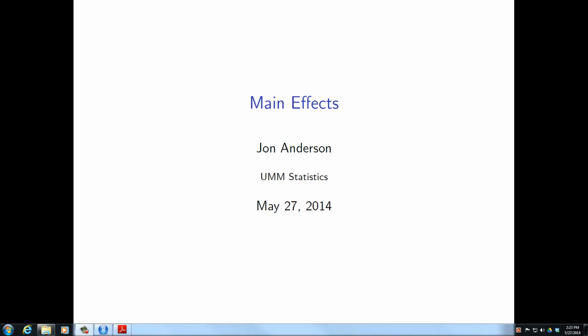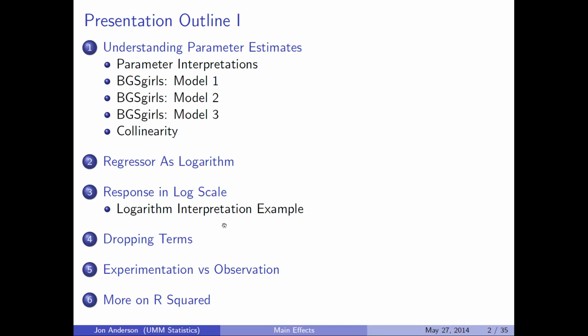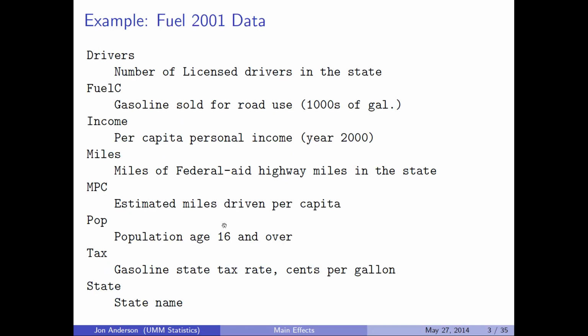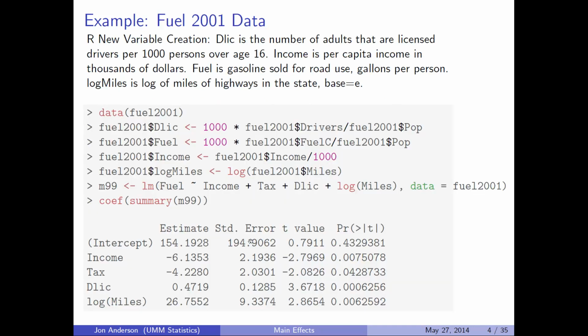Hi, in this presentation we're going to talk about the main effects chapter, which is primarily about how to interpret and understand the beta coefficients and the effects that you get from a multiple regression model. First of all, we'll start out with some of the background data that we'll be using in our examples. It's the Fuel 2001 data from the ALR4 package. I believe we've seen this previously in the text.